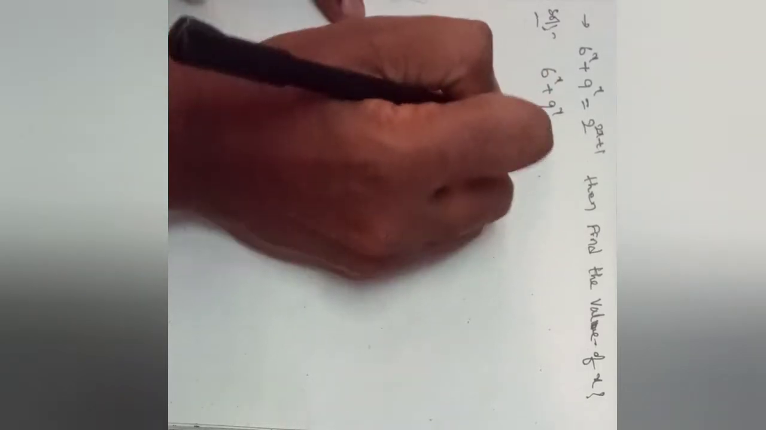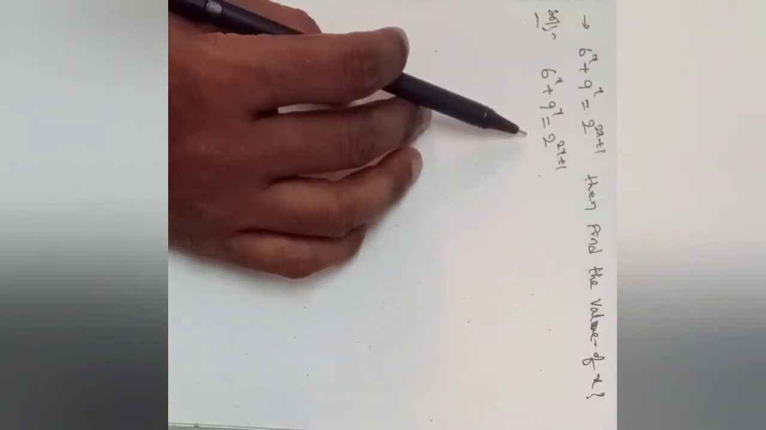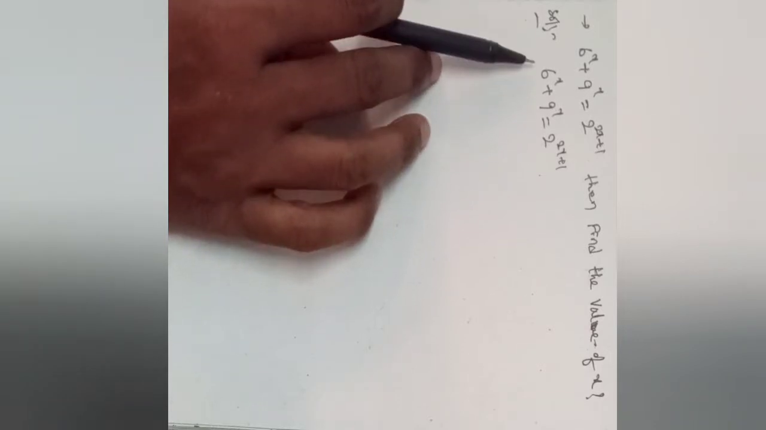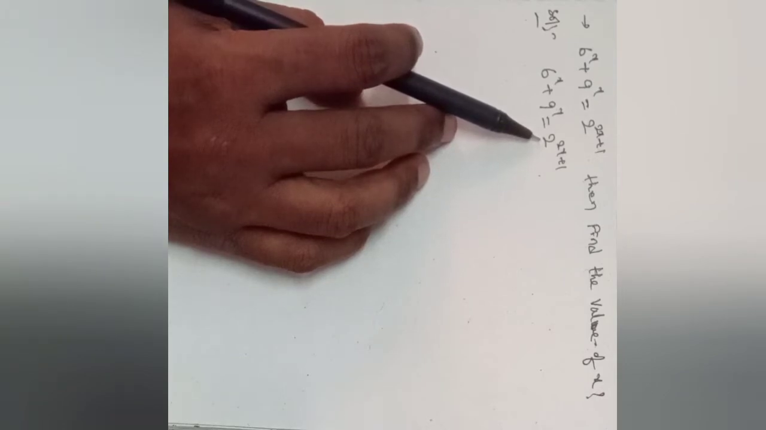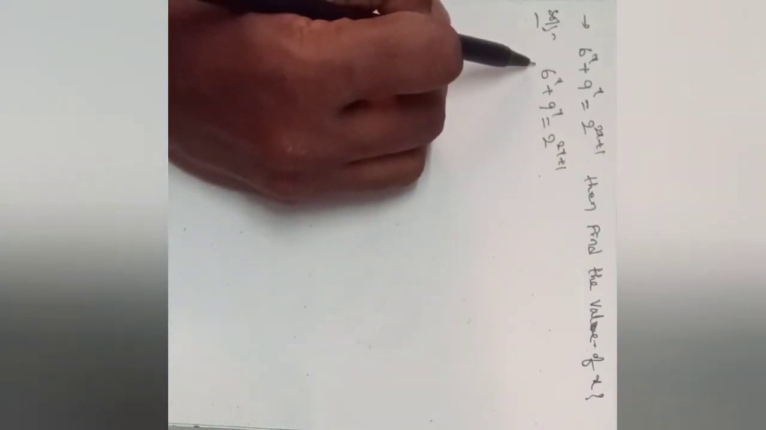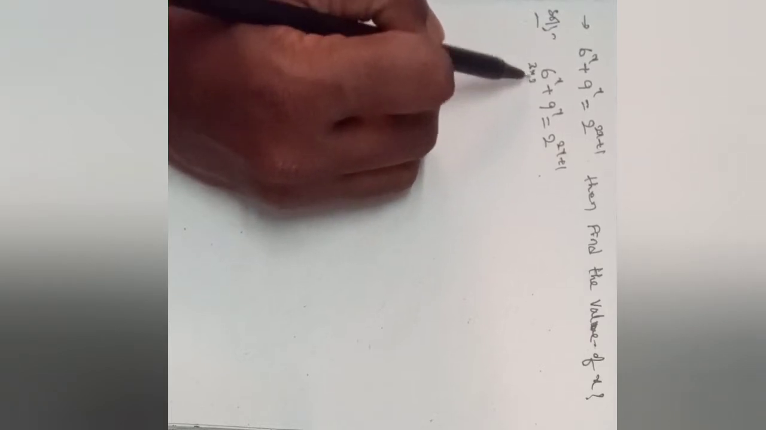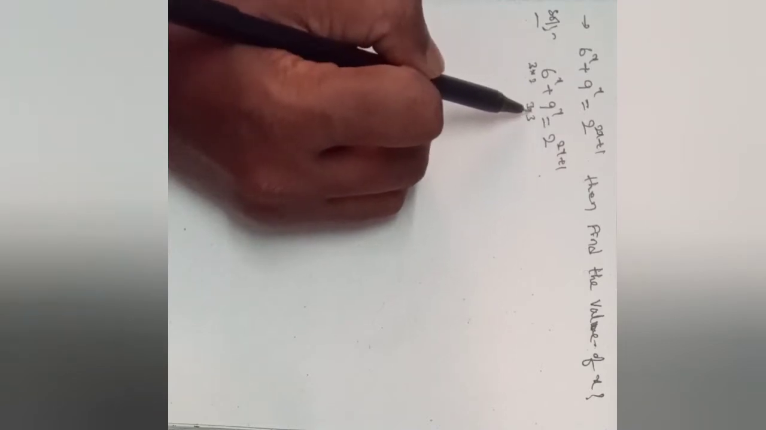The expression is 6 to the power of x plus 9 to the power of x is equal to 2 to the power of 2x plus 1. If we carefully observe this expression, on the left hand side we have bases 6 and 9, and on the right hand side 2 is the base. So we can write this expression in terms of 3 and 2: 3 into 2 is 6, 3 into 3 is 9, that is 3 square, and 2 into 1.